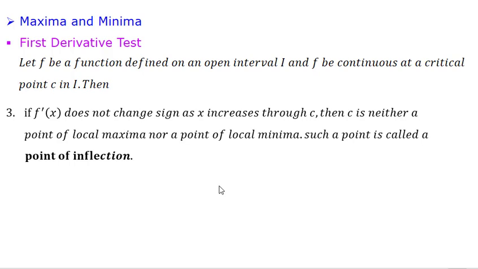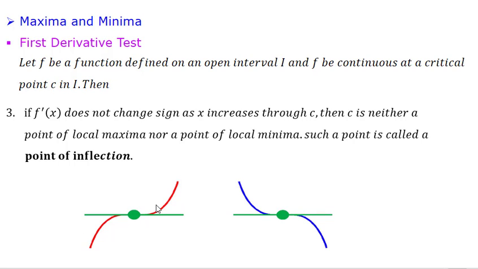Now there could be a chance that f dash x, as it passes through point C, does not change its sign. Then that point is called a point of inflection, and at that point we have neither maxima nor minima. So you can see this graph here. If I draw a tangent towards the left, then we get an increasing function, and if I draw a tangent towards the right, there also I get an increasing function.